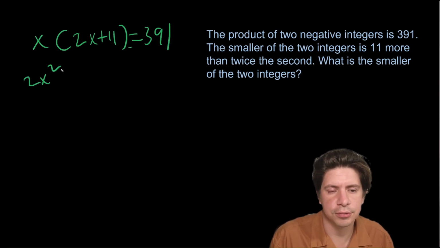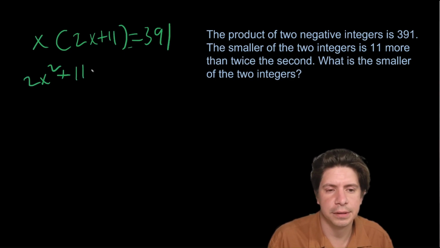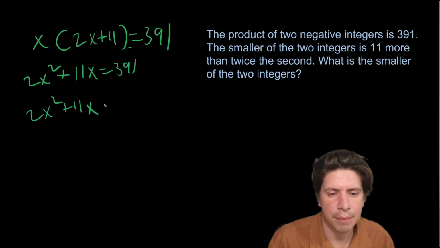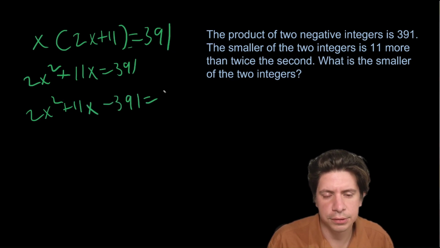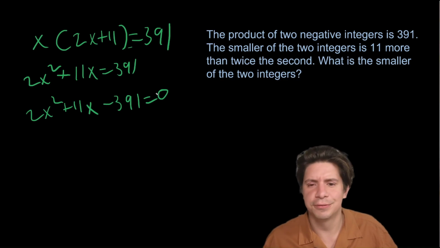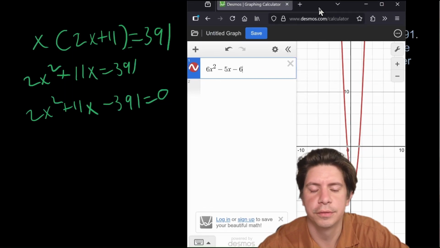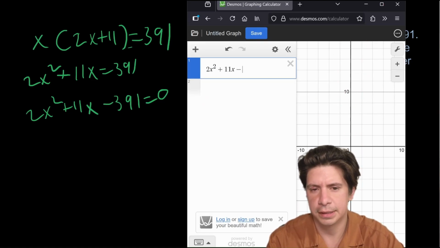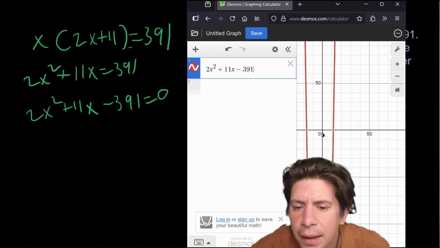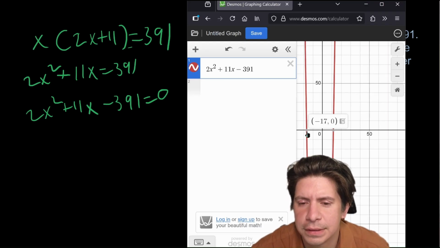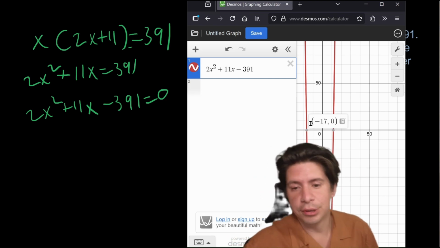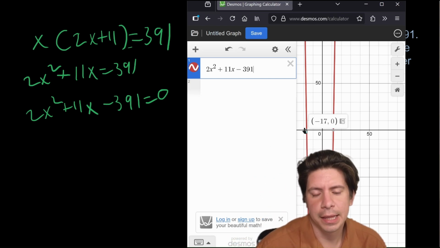That'll give us 2x squared plus 11x equals 391. Let's subtract and get 2x squared plus 11x minus 391 equals 0. And let's do Desmos for that. Why not, right? So I'm going to move it over here so I can see. I'll do 2x squared plus 11x minus 391. Okay, so I get 11.5 and negative 17. So that should be the one we're looking for because we're told they're negative. And that would be x here.